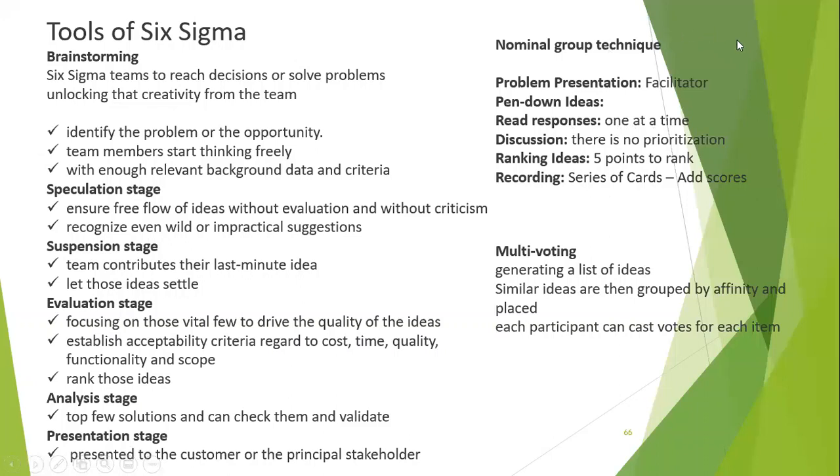It will go around the circle. Each one will give one idea, and there is no prioritizing. Each one will talk about it and we will discuss and then move on. So here, ranking ideas, 5 points to rank. Once we finalize everything, for example, I have 10 ideas, we will ask them to rank them on a rating of 1, 2, 3, 4, 5, like that. Based on that, I'll add it on the card and add scores for that. So finally, I'm getting recorded comments from the team, along with the ranking.